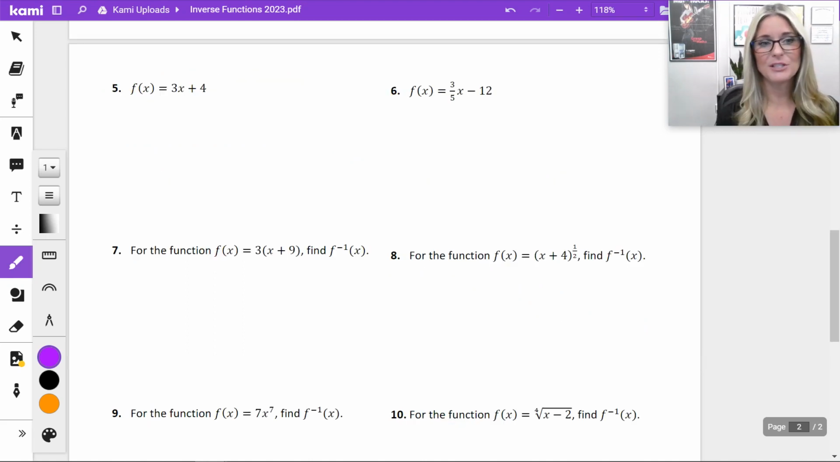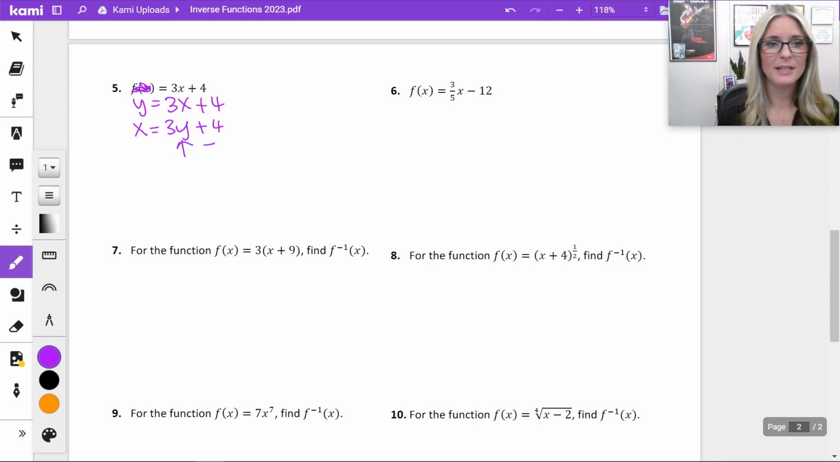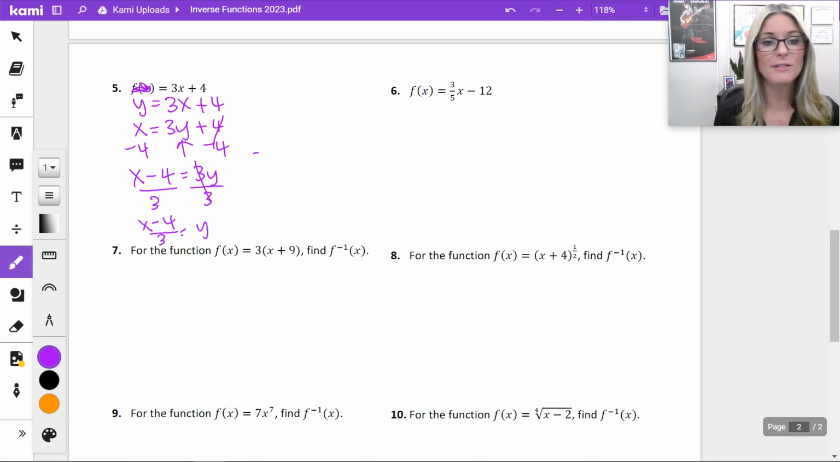Number 5, f of x equals 3x plus 4. I like to rewrite the f of x as a y. We're going to switch our letters. x equals 3y plus 4. And now we're going to use the rules of equality to isolate the y. I'm going to need to subtract 4 from both sides. x minus 4 equals 3y. Divide away the 3 from each side. And we've got (x minus 4) over 3 equals y. Finish it with our inverse function notation. F inverse of x equals (x minus 4) divided by 3.